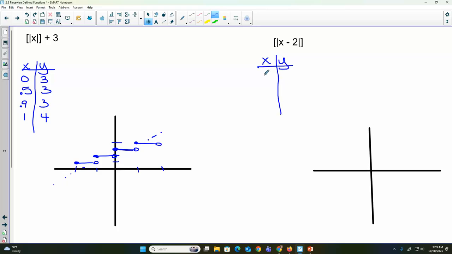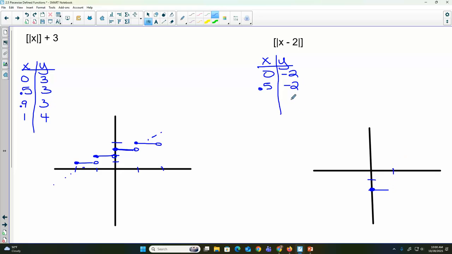So if I put in a 0, 0 minus 2 is -2. What's the greatest integer of -2? So 0, -2. I got out an integer, so that's the beginning of a step. If I put in 0.5, what's 0.5 minus 2? -1.5. The greatest integer of that? Still -2.